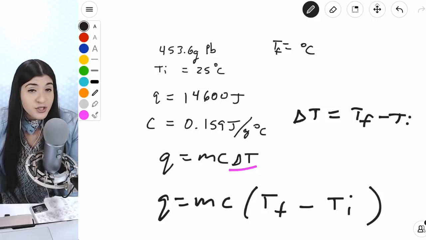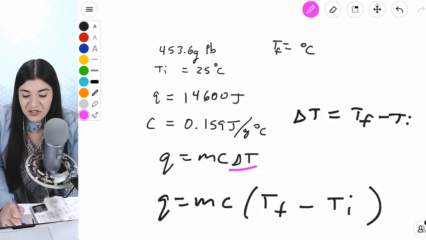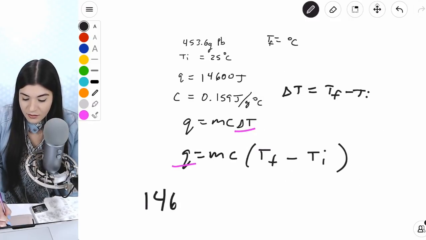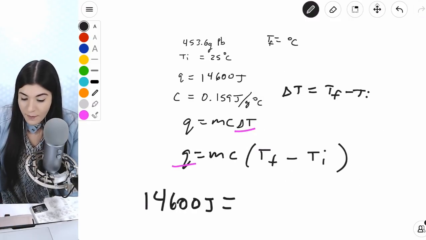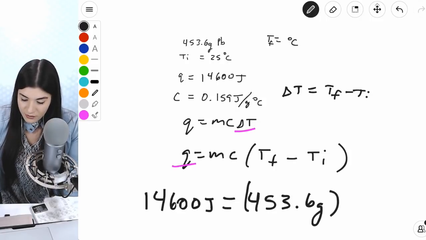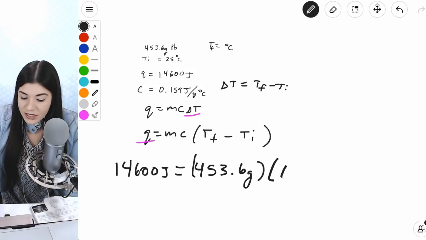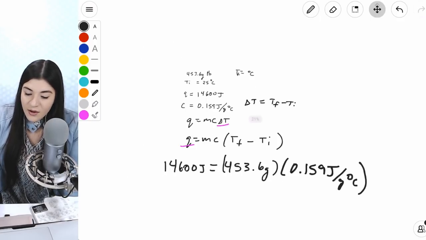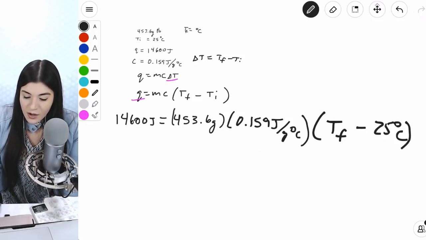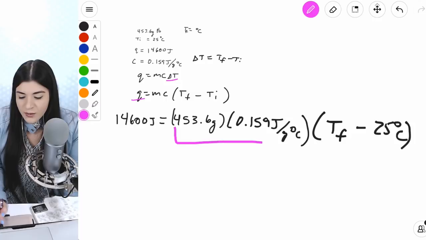And what we're going to do now is just plug everything in. So we're actually given our Q, which is this value. And then we're given our mass, so 453.6 grams. We're given our specific heat capacity, which is 0.159 joules per gram Celsius. And we don't know our final temperature. That's what we're looking for. But we do know our initial temperature, which was that 25 degrees Celsius. Okay, so I'm not going to distribute anything.